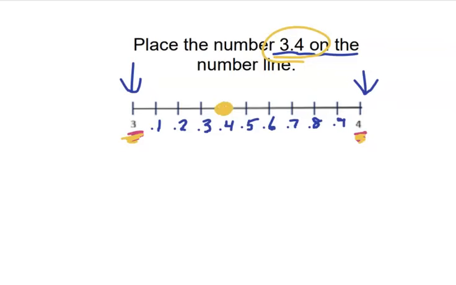3.4 would be the 4th tenth. Okay, it's broken into tenths, and it's the 4th one in. So that's where you would put your dot plot, or your dot.